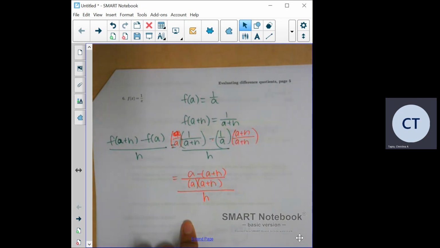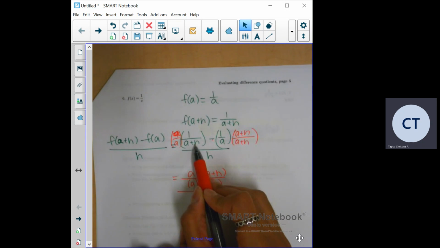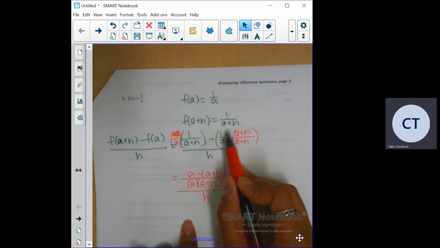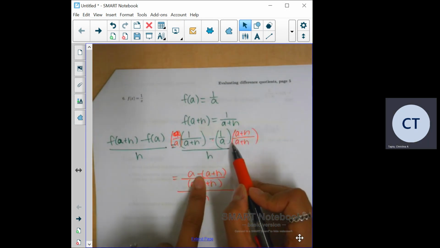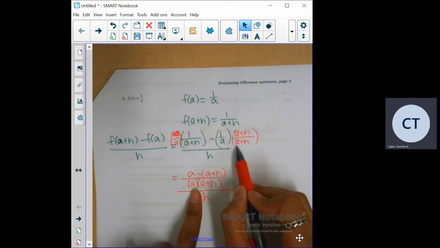Take a second and look at it before I continue. Have I lost anybody with what I just did? All I did was the first one, I multiplied straight across, I'm subtracting it from the second one, so that's why I have the subtraction symbol. We had agreed the denominators for both of these are going to become the same. That's the whole point of multiplying.